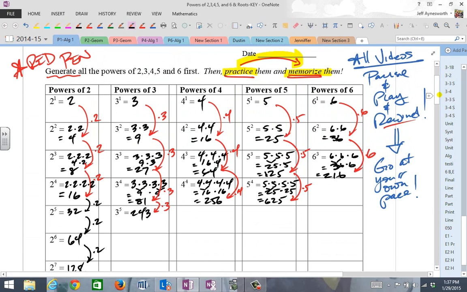4th power. 5 to the 4th is 625. 4 to the 4th is 256. Oh, 2 to the 4th equals 16. So the fourth root of 16 has got to be 2.